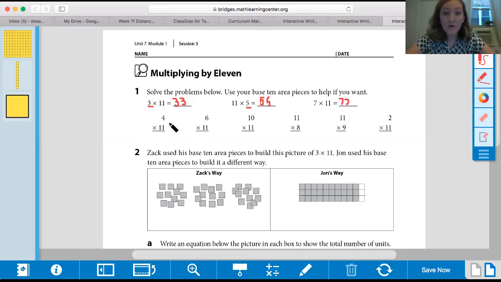Okay, why don't you go ahead and try this row by yourself? Okay, these are all really easy. The only one that might be a little bit hard is, I'll help you with this one. 11 times 10 is going to be 11 with a 0 at the end. Remember, when we multiply by 10, we just have to add a 0. But why don't you go ahead and do 4 times 11, 6 times 11, 11 times 8, 11 times 9, 2 times 11. You can do those. Go ahead and do them. Pause the video, and you can keep playing when you're done.